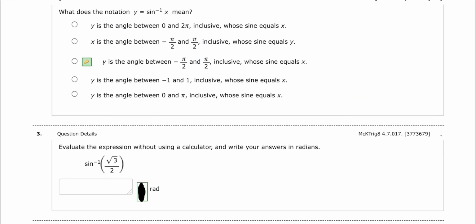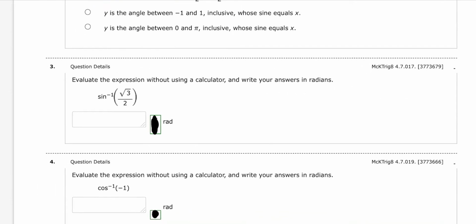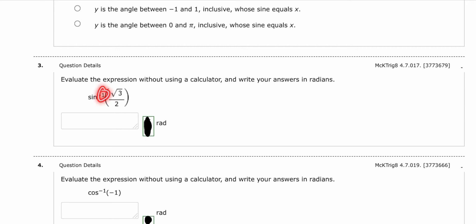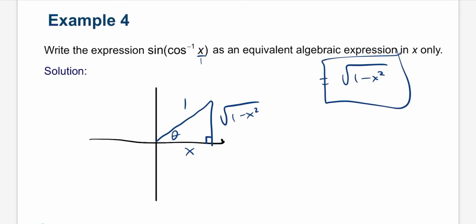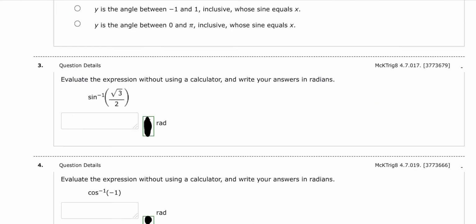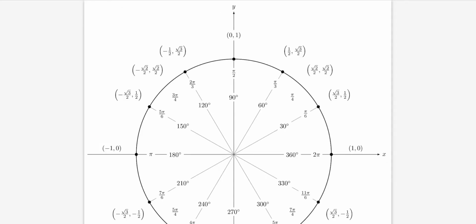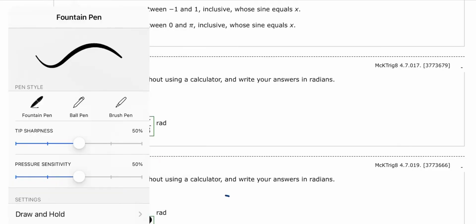All right, let's look at the homework. We'll start with number 3. So we're looking for the angle whose sine coordinate is radical 3 over 2. Radical 3 over 2 would be this one, so pi over 3 or 60 degrees, whichever they're asking for. In this case, they're asking for a radian, so pi over 3 it is. For the next one, the inverse cosine of negative 1, so you go and you look for negative 1. Cosine would be this one, so the angle would be pi or 180. So in this case, we want pi.